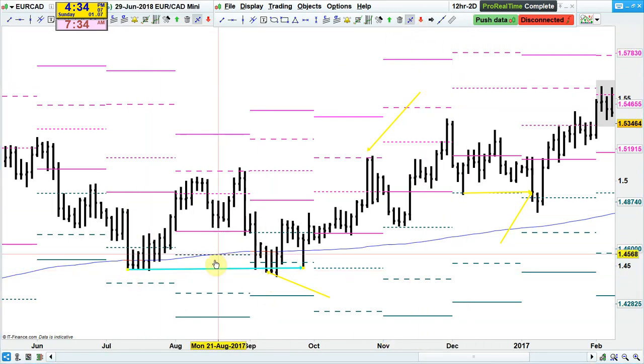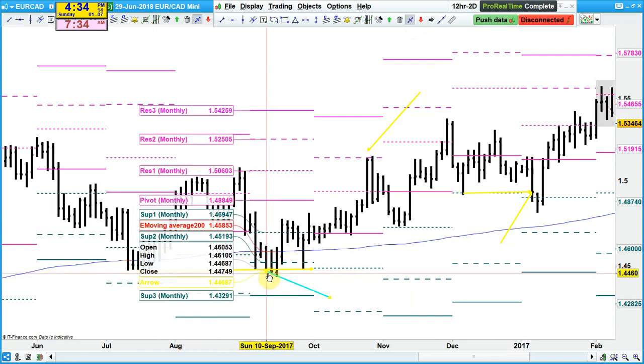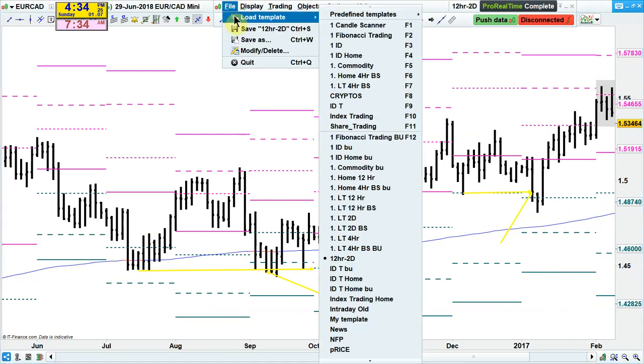So if I move to the next one, it will be actually mathematically perfect. If I move to this low, this close here is on the support and this close is near to the low. So that explains the all sellers out and all buyers out of EuroCAD. Did I answer your question, Rosemary?